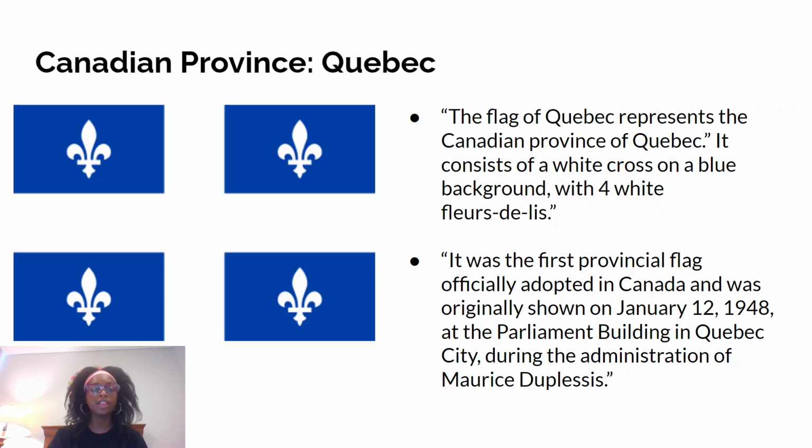And we have another Canadian province, Quebec. The flag of Quebec represents the Canadian province of Quebec. It consists of a white cross on a blue background with four white fleur-de-lis. It was the first provincial flag officially adopted in Canada and was originally shown on January 12, 1948 at the Parliament building in Quebec City during the administration of Maurice Duplessis.